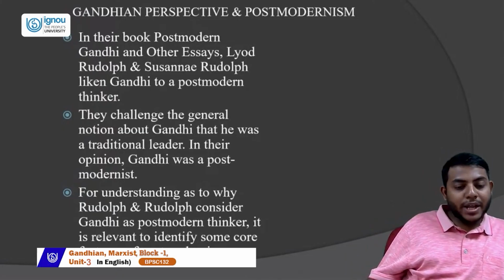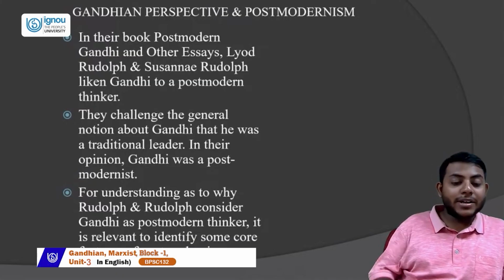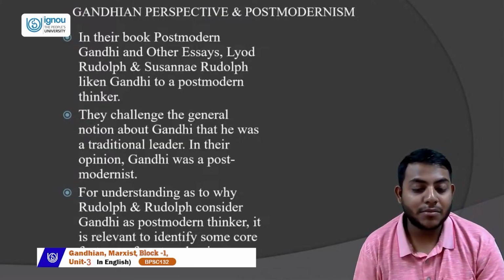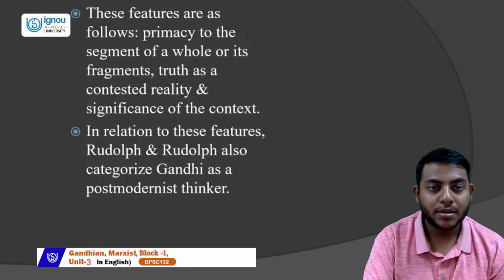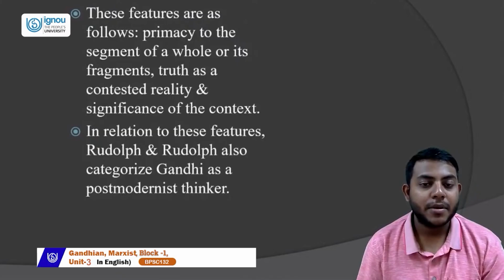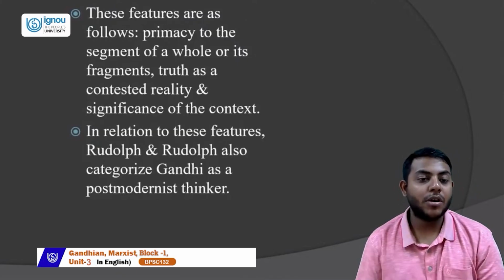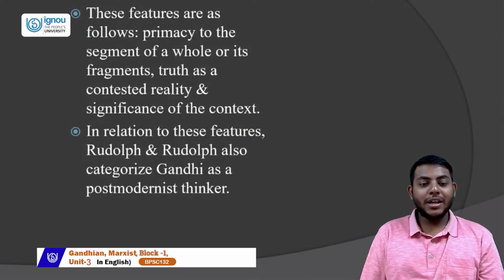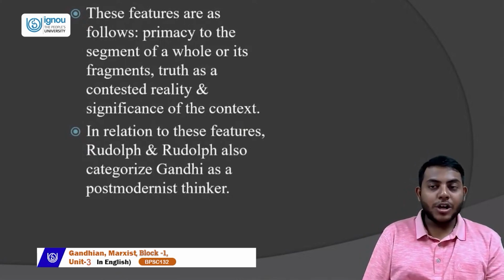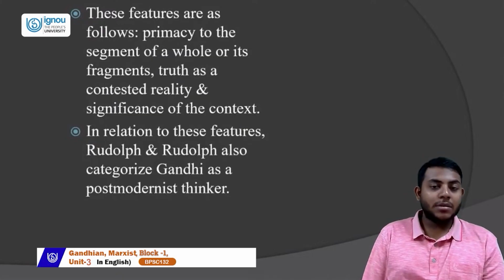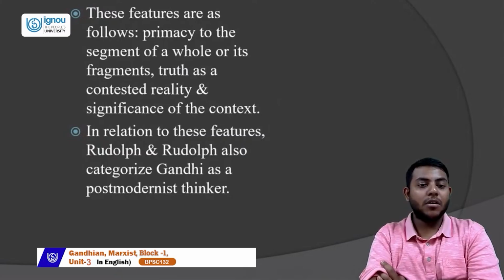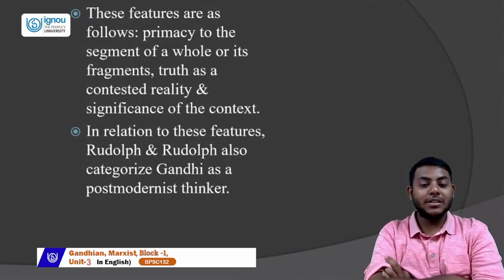For understanding why Rudolph and Rudolph consider Gandhi as a postmodern thinker, it is relevant to identify some core features of postmodernism. These features are as follows: primacy to the segment of a whole or its fragments, truth as a contested reality, and significance of the context.